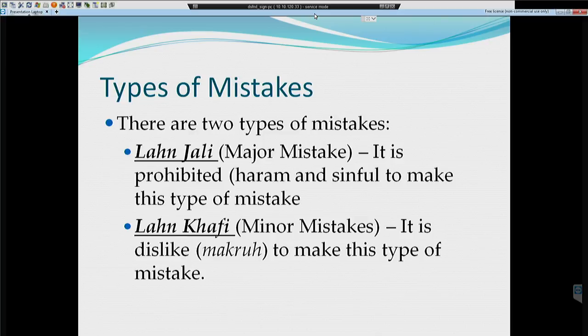We will go over what defines the parameters of a lahn jali. And lahn khafi is makruh, it's disliked to make this type of mistake. We will also go over the parameters of what is considered a lahn khafi. So the 2 types of mistakes: there's a lahn jali and there's a lahn khafi.